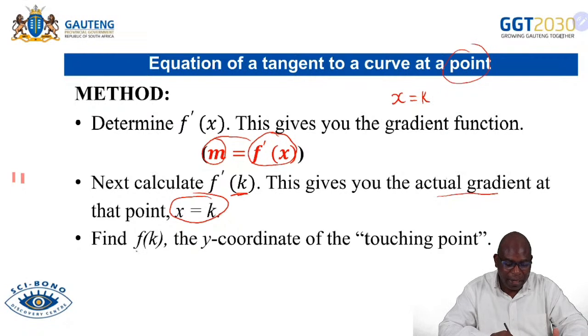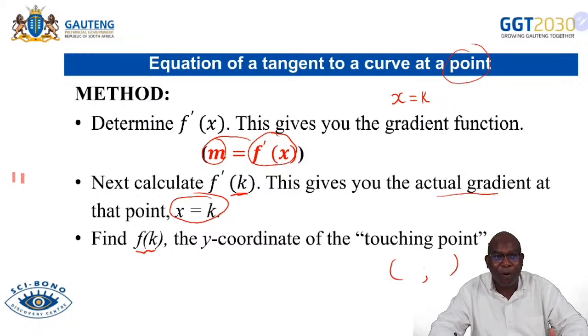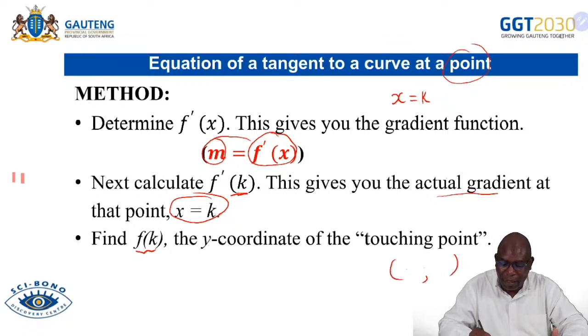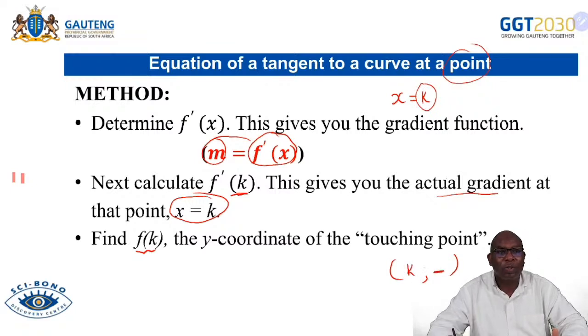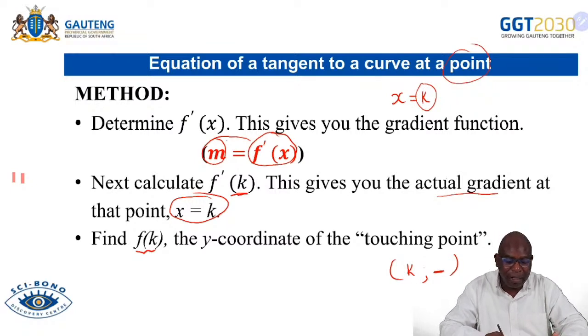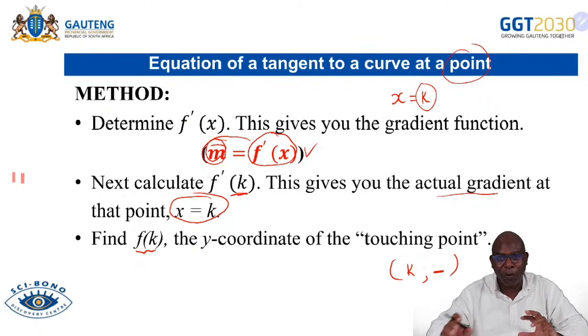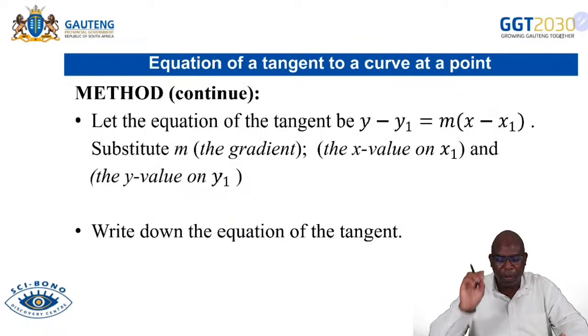So then I need to find a y value because I need a point, a touching point. So if I'm given the x value as k, I need the y value so that I have a point. The gradient, I will have got it here. So I'm going to be able to get the equation of the tangent. So what we're doing here, we're just getting the equation of the straight line. Maybe we need to do that.